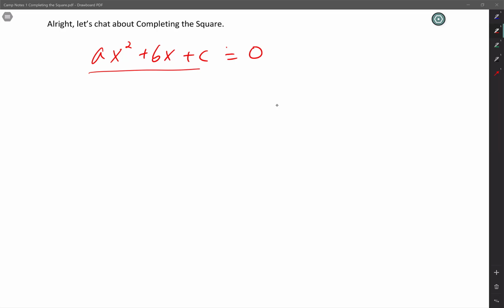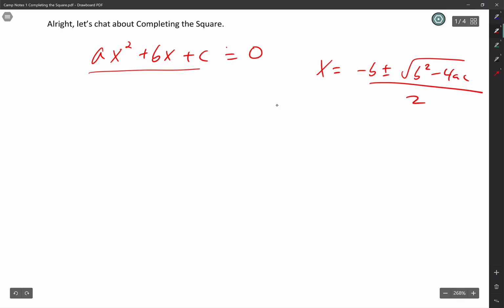Anyways, yes, you can use the quadratic formula. The quadratic formula to solve for x is negative b plus or minus the square root of b squared minus 4ac, all over 2a. But sometimes that's cumbersome. And I actually like the quadratic formula a lot. But completing the square is not too shabby, guys.